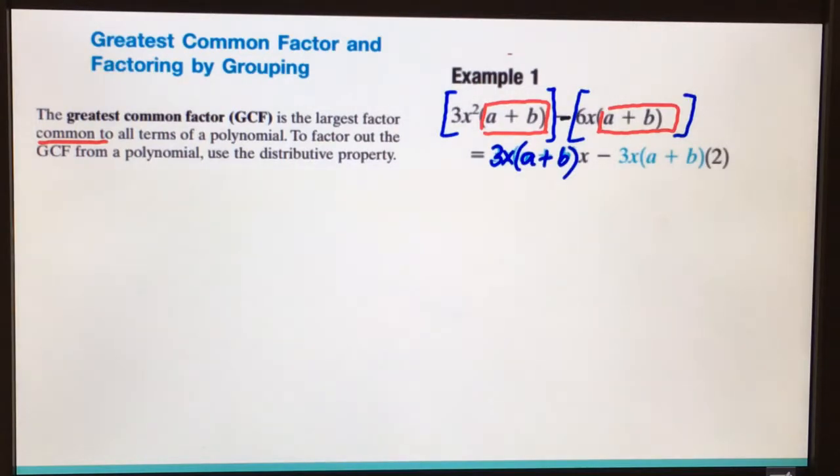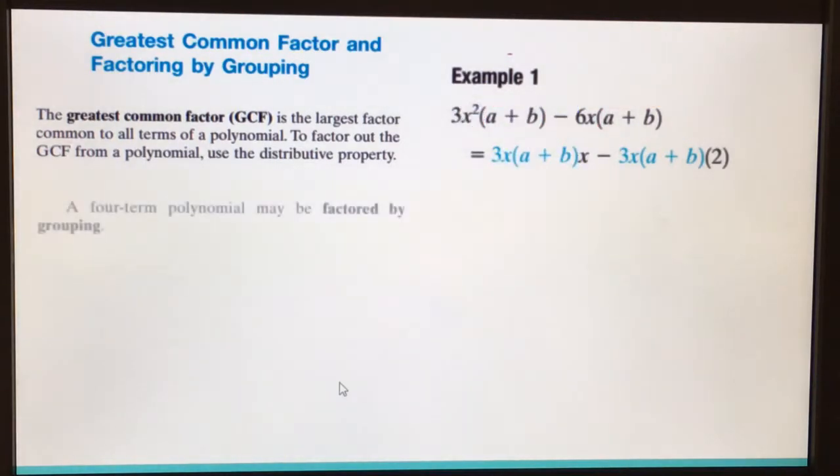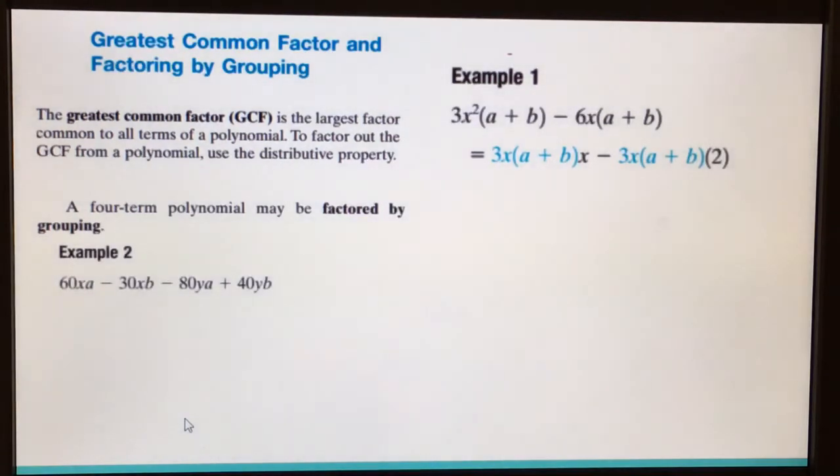Okay? So taking out a 3x here, I'm going to be left with x. Okay? Minus, taking out a 3x from the second term, 3x times (a plus b), I'm going to be left with 2. So that is already in its factored form. Now, any 4-term polynomial can be factored by grouping. Okay? Some 4-term polynomials are possible to be factored, some are not possible.